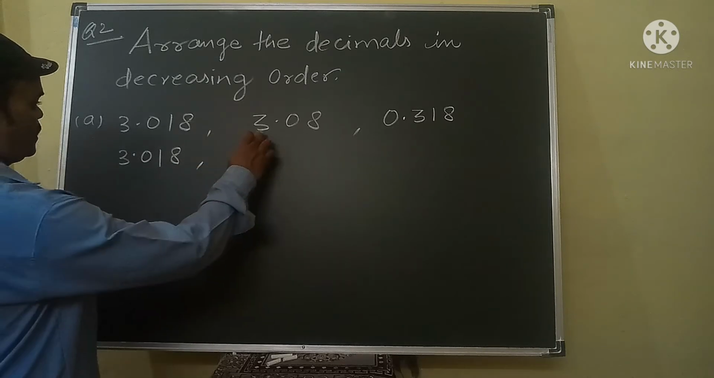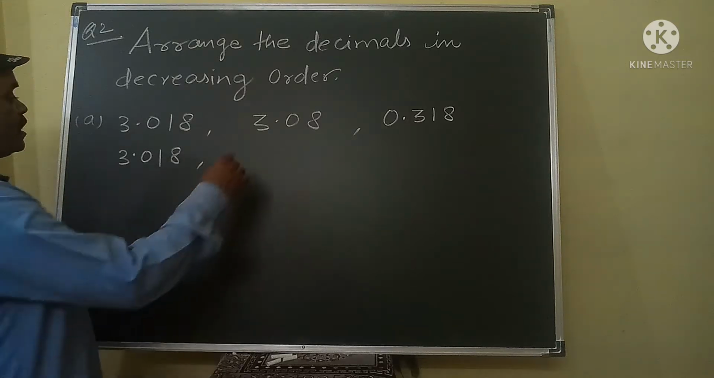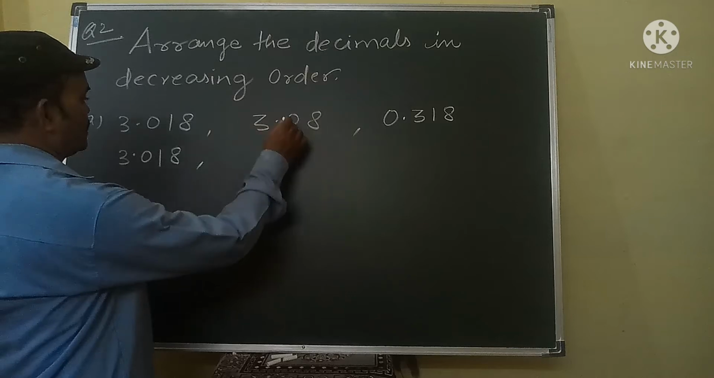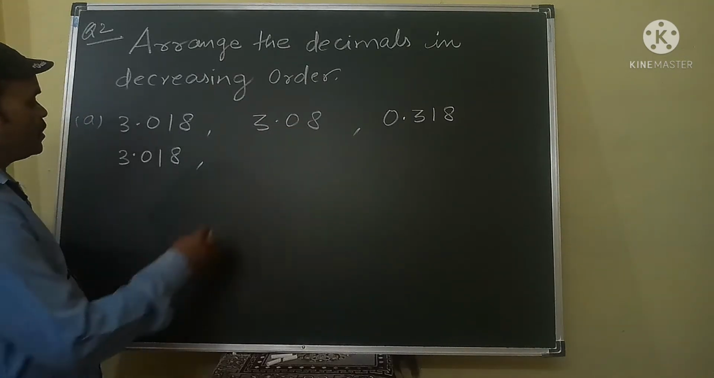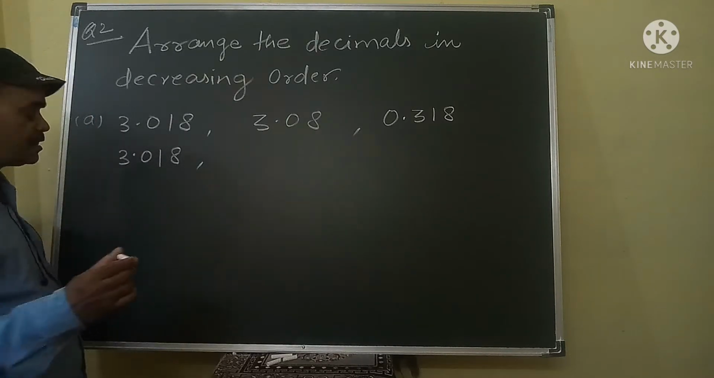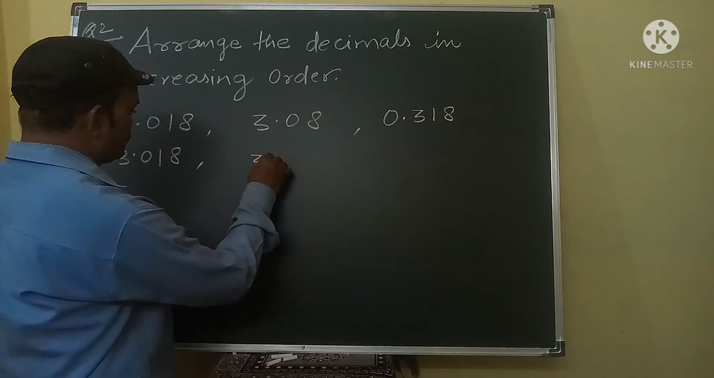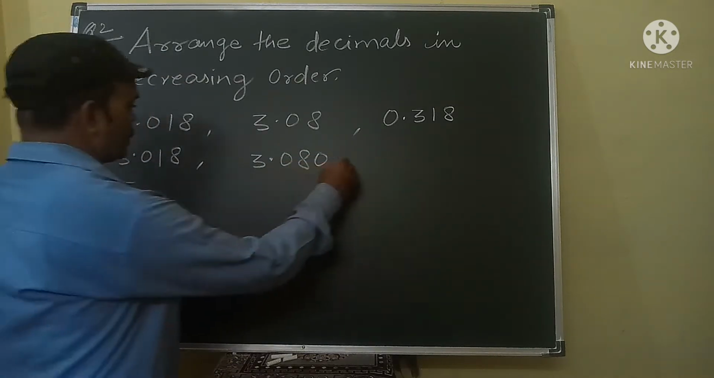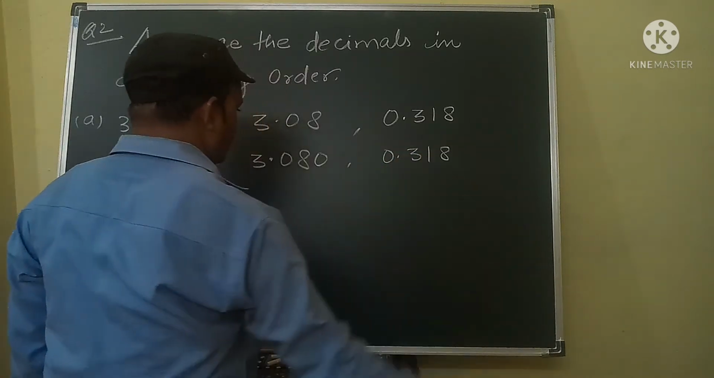So this is 3.018. This is 3.08. That means after the decimal point there are 2 digits. So what will we do? After the decimal point the 2 digits will be converted to 3 digits. How? Look here. This number we can write as 3.080. Okay. Then after this is 0.318.